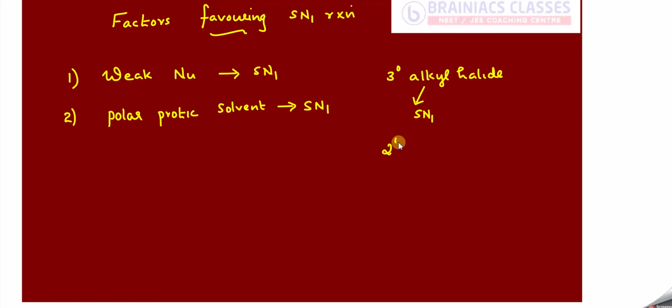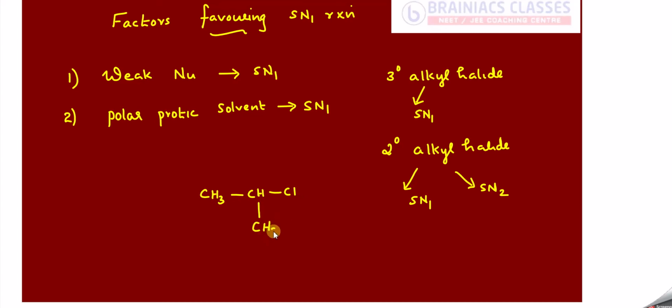But if it is a 2-degree alkyl halide, then there are two possibilities. So this can give either an SN1 reaction or an SN2 reaction, and students will get confused. For example, if you are given a compound like CH3CHClCH3, I know this is a 2-degree alkyl halide. Students will ask, sir, whether it will follow SN1 or SN2. This depends upon these two criteria.